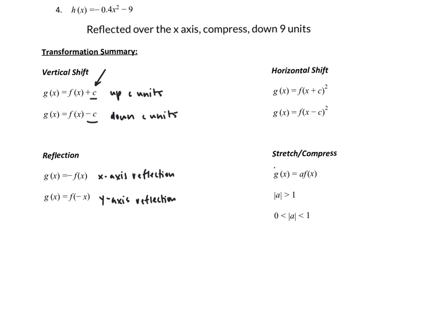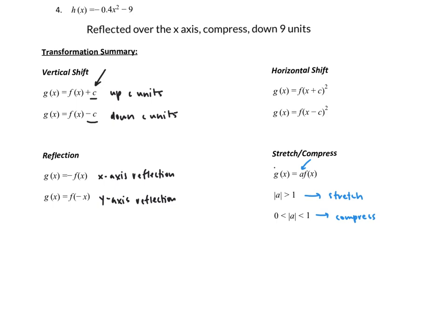We have a stretch and compress if we have a number that is in front of our function. If the absolute value of that number is greater than 1, it's a stretch. And if the absolute value of the number is between 0 and 1, then that's a compress. So again, stretch, think of that parabola as getting thinner, and compressed as that parabola getting wider. So again, it's all about the absolute value of that number that's in front of our x squared term.